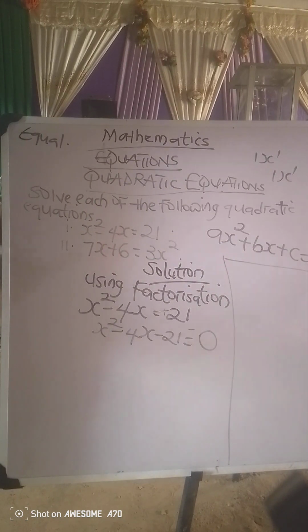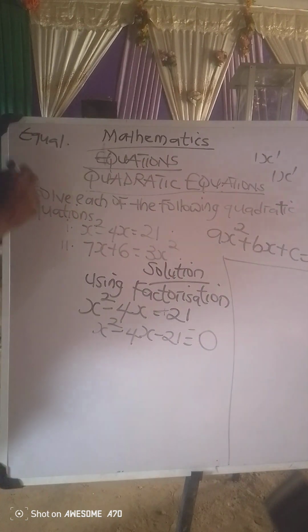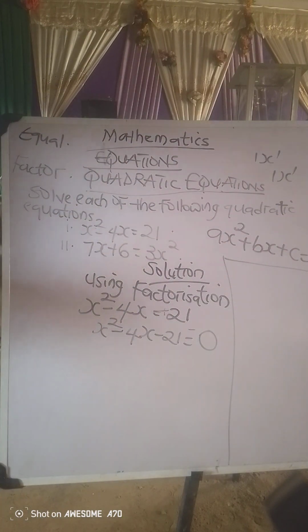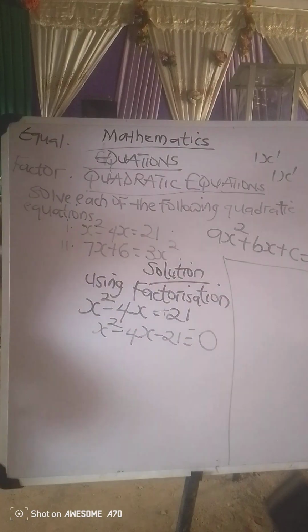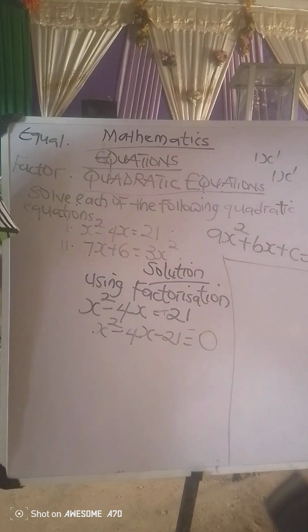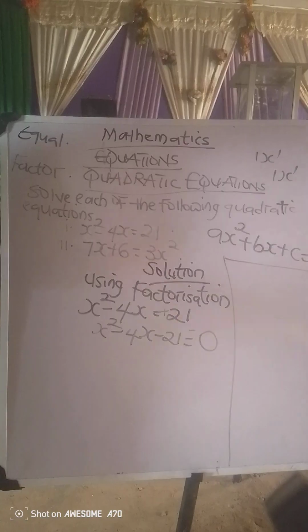Now, in mathematics, factors, F-A-C-T-O-R, factors are numbers that can divide a given number without what? Remainder. For example, 6. What are the numbers that can divide 6 without a remainder? 2, 3, and what? 6.